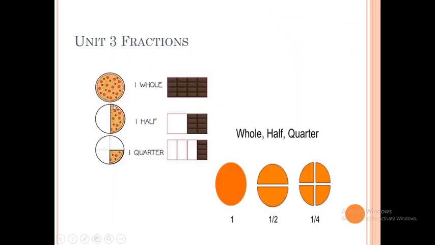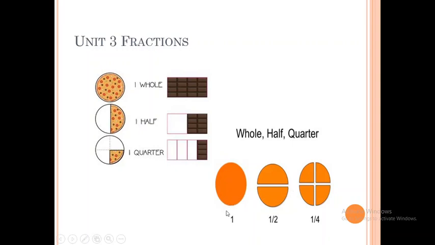See, some figures are here. A whole pizza, a whole chocolate. Half cut into 2 equal parts. If you are taking only one, this is called half. The same is the case of chocolate. And quarter, the pizza has been cut into 4 equal parts and one part out of these 4 parts is called 1/4. Same is here in chocolate and in these figures.